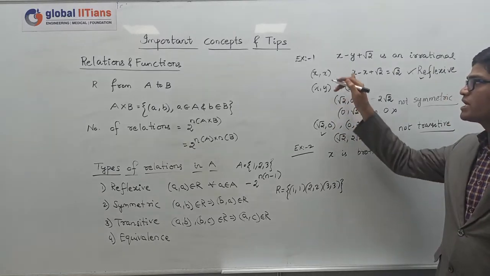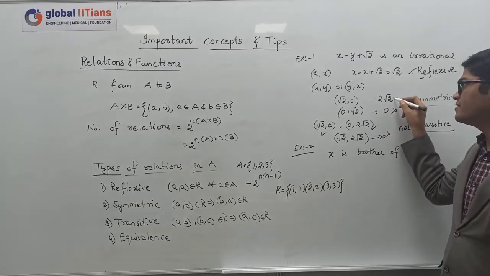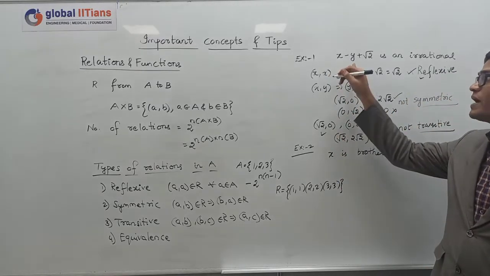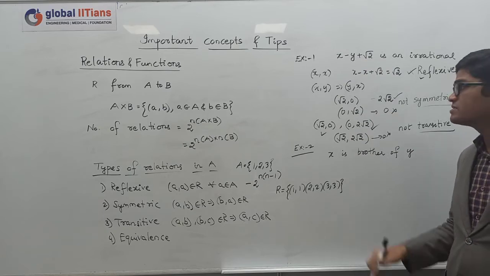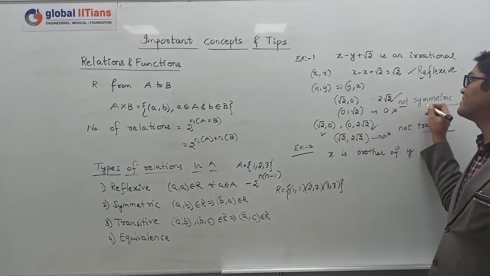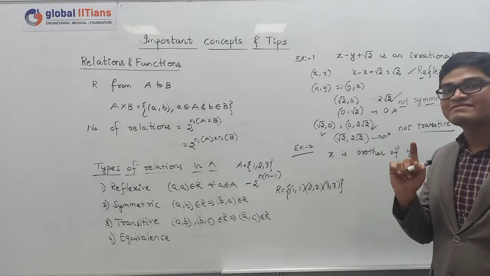Root 2 comma 0, when you take it, root 2 minus 0 plus root 2, we get 2 root 2, which is an irrational number. Okay. Next, 0 comma root 2, if you take it, 0 minus root 2 plus root 2, how much does it become? 0, which is not an irrational number. So we can say this is not a symmetric relation. Got it?